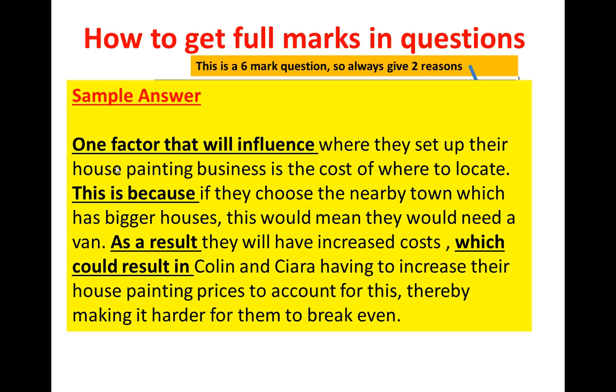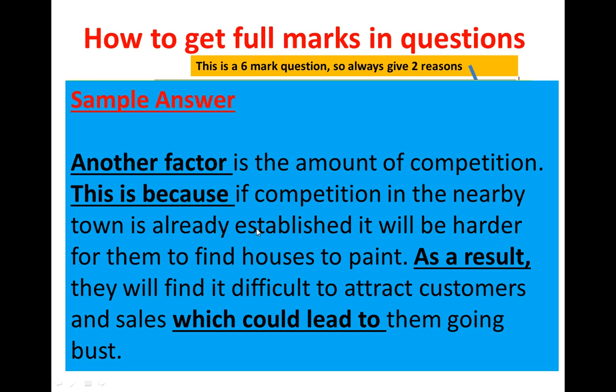So as a result, they will have increased costs, which could result in Colin and Kira having to increase their house painting prices to account for this, thereby making it harder for them to break even. Okay, so look at that paragraph, how I've made a point. This is very, very, very important. I've then explained it, and then the effect here, chain of effects. So as a result, which could result in, thereby, all of these are powerful connectives that allow you to do analysis.